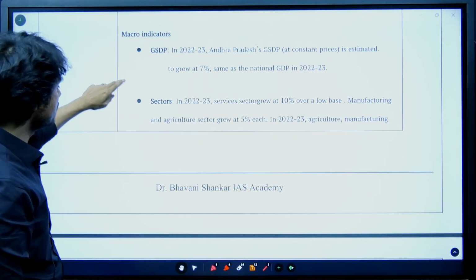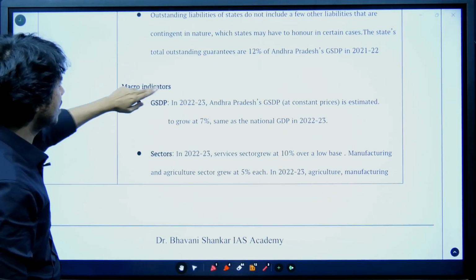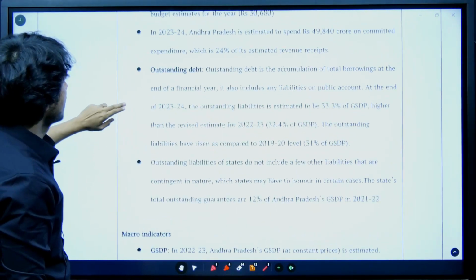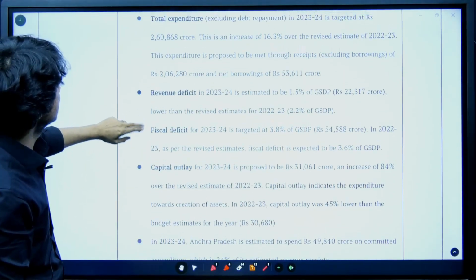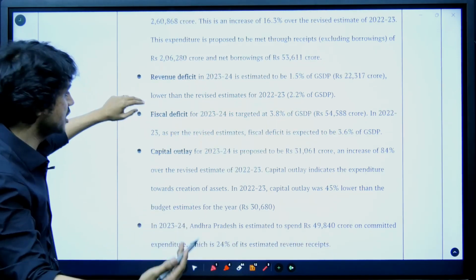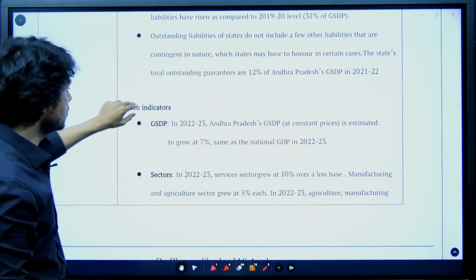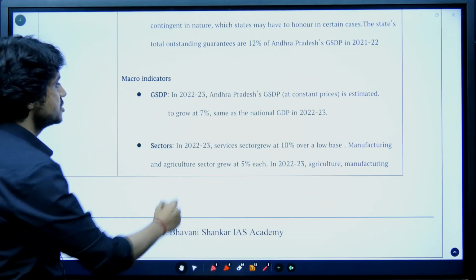So we have to divide our answer in the same manner. Let's say macro indicators, and then we have to talk about this heading, the budget. In the sense, what is the expenditure, what is the revenue, what is the capital outlay, what is the total debt. Then macro indicators, a very important thing.